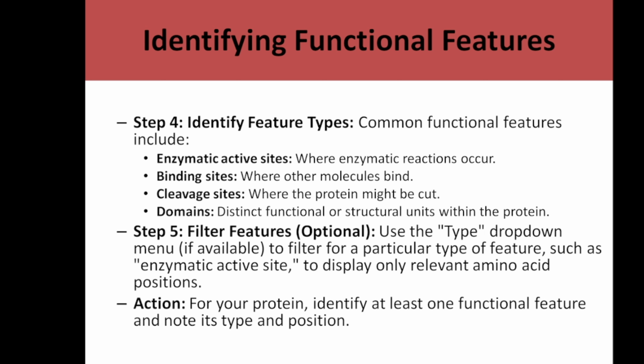Then step 5 is to filter your features. You use the type drop-down menu, if it is available in your browser, to filter for a particular feature such as enzymatic activity or active site. So if you want to know all the amino acids that have enzymatic active sites, it is going to display them for you as a filter result. The action for your protein is to identify at least one functional feature and note its type and position as well.